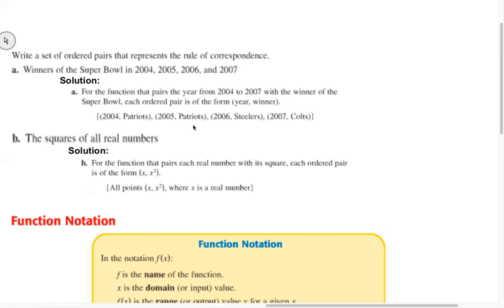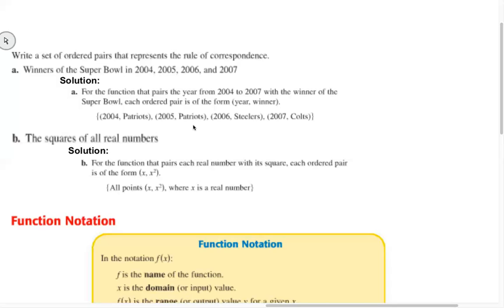So that was 2004. 2005, the Patriots won. 2006, the Steelers. 2007, the Colts. Okay? Now I'm asking, would this be a function? What do you think? Sure. Okay, does that matter? Does the Patriots winning twice matter? No, it's the year that matters. So the y value doesn't matter. It's the year that matters.